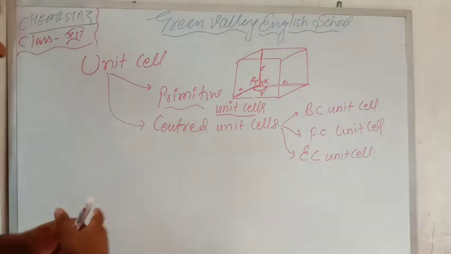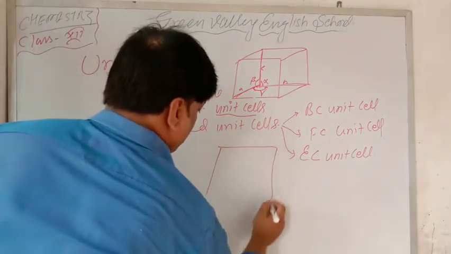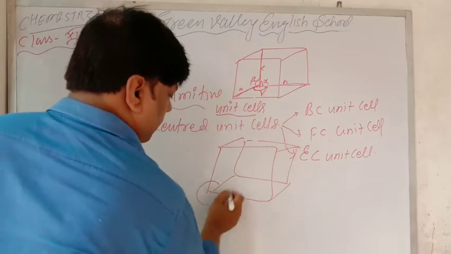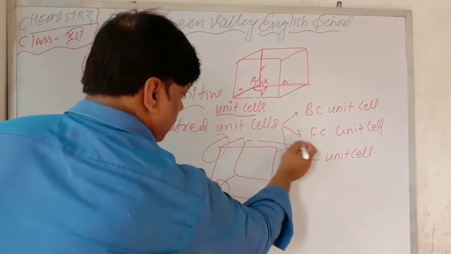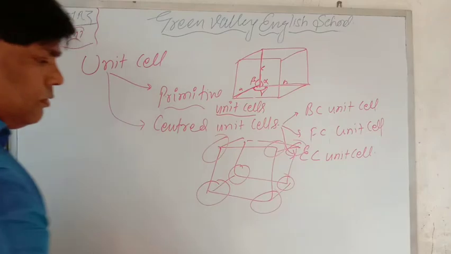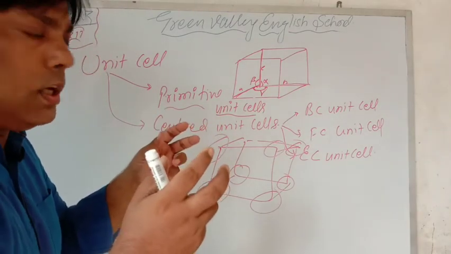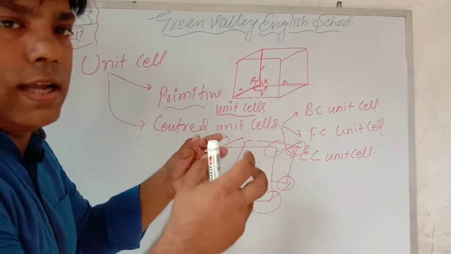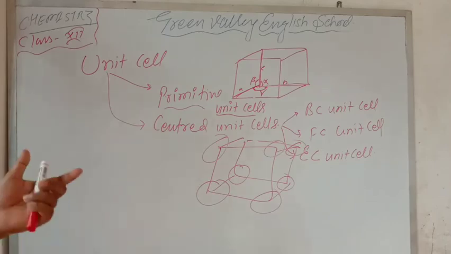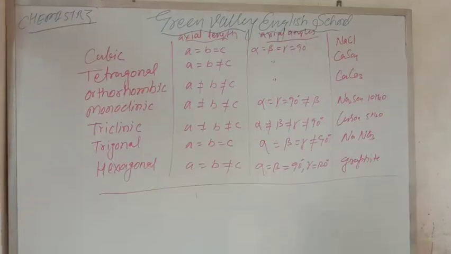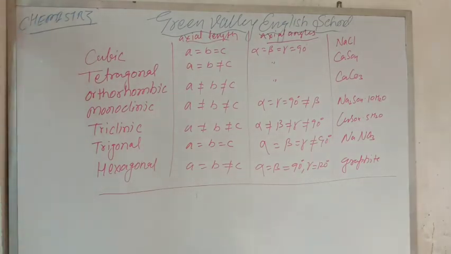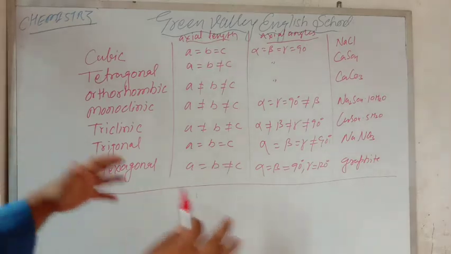Now, what is end centered? In case of end centered, apart from the corners, there are 2 atoms which are placed parallel to each other at the centers of faces. So these are the 3 types of centered unit cell. Now look at the table. These are the 7 types of unit cells or crystal systems.